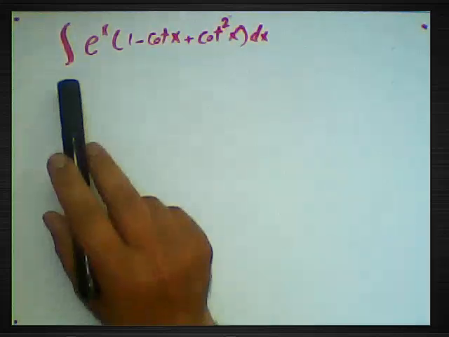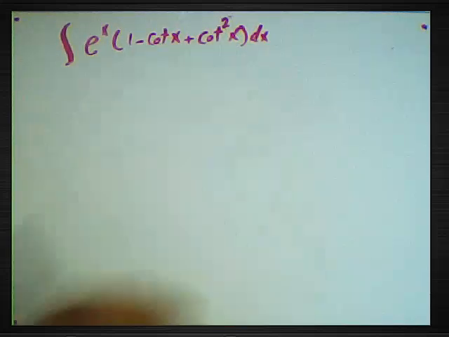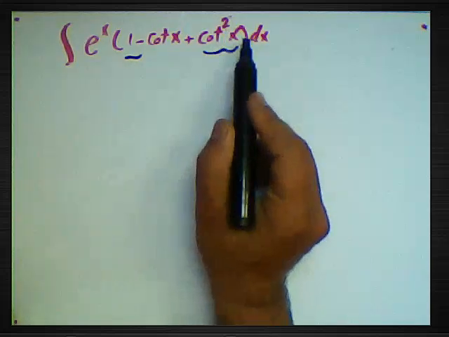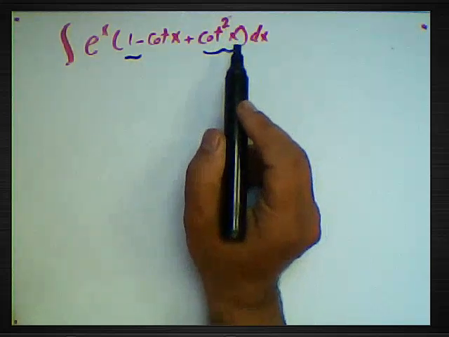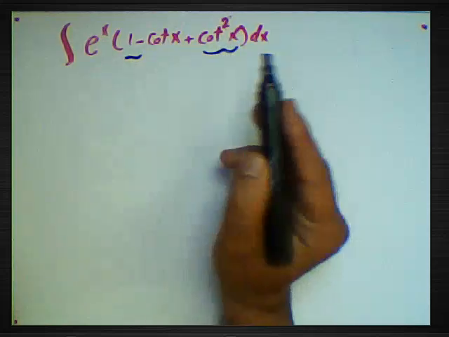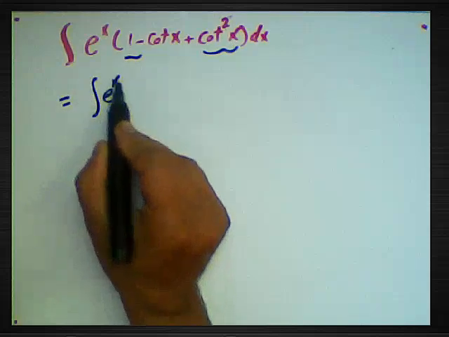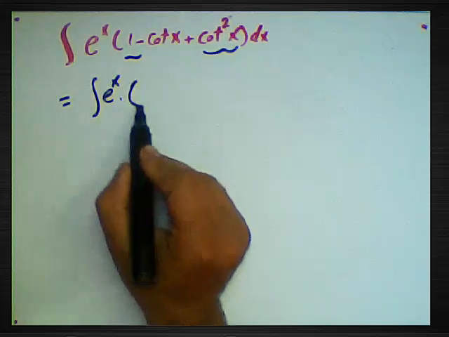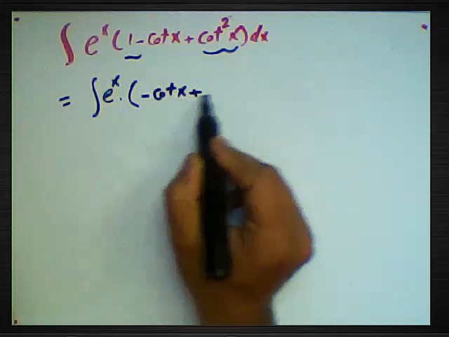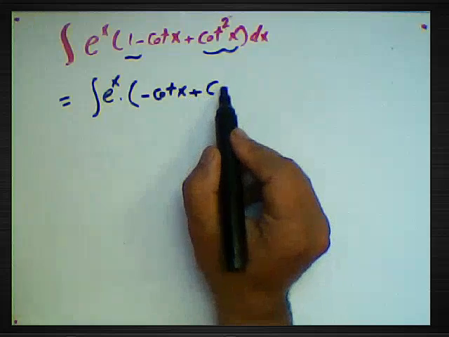Integration of e power x multiplication in parentheses 1 subtract cot x plus cot power 2x dx. We know 1 plus cot power 2x means what? It means cot power 2x plus 1 equals cosec power 2x. So we can write the integration of this function multiplied by negative cot x plus cosec power 2x dx.